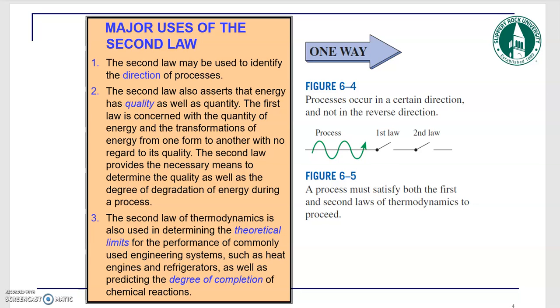Now, for a process to happen, it should satisfy both the first law of thermodynamics and also the second law of thermodynamics. So the first law of thermodynamics is not enough for a process to happen. You should satisfy both the first law, which is the quantity of the energy conservation, and the second law, which will talk about the direction and quality of the energy. So both of these two laws should be satisfied in order for a process to be completed.